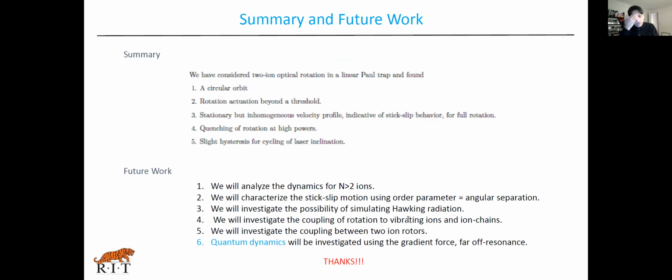It's very useful. So to summarize, we've considered two-ion optical rotation. We found circular orbits. We found this actuation, rotation, and then quenching as a function of power. We found a stationary but inhomogeneous velocity profile. You can think of it in terms of nanofriction, or maybe some analog gravity. And then we saw some hysteresis. This is a little bit old slide. We've already gone beyond. Arpita has told you she's looked at 20 ions, and we're looking at some other things right now.